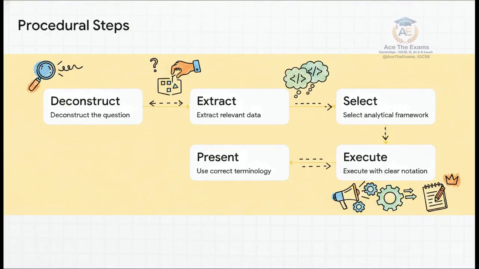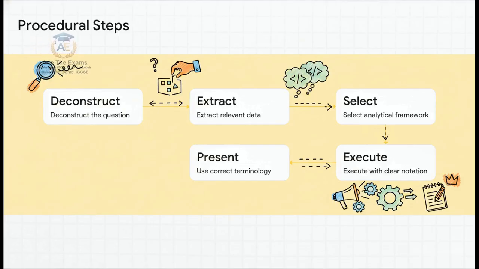Step 1, deconstruct the question. What's the command word here? What is the specific context? Step 2, extract relevant data. Pull out the constraints and system requirements hiding in the text. Step 3, select your analytical framework. Are you going to argue for a visual check, double entry, a mix of both? Set up your logical structure in your head first.